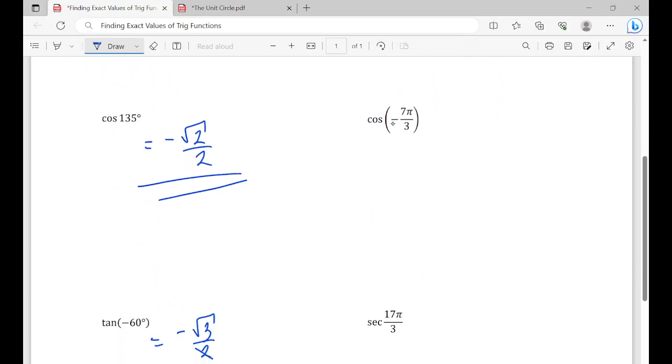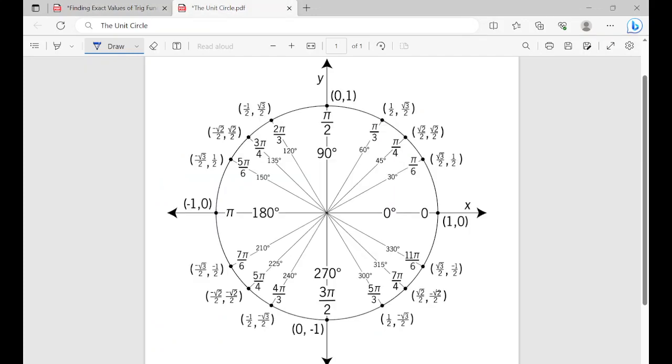Now how about cosine of -7 pi over 3? Well, this one's a little bit different. It's negative, and it's going to go around the unit circle more than once. So again, a negative means we're going to go in the clockwise fashion, and -7 pi over 3 means we're going to go all the way around the unit circle once, and that's -6 pi over 3, or -2 pi, and then we're going to go another -pi/3 distance, which is going to bring us right back to here.